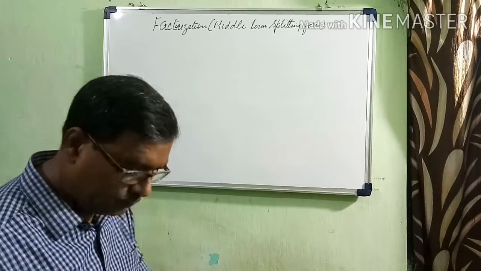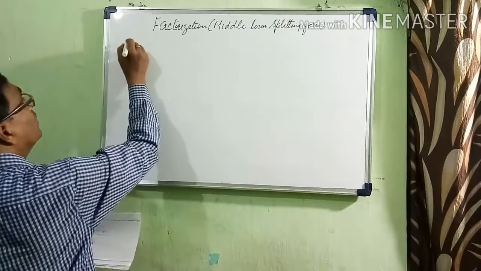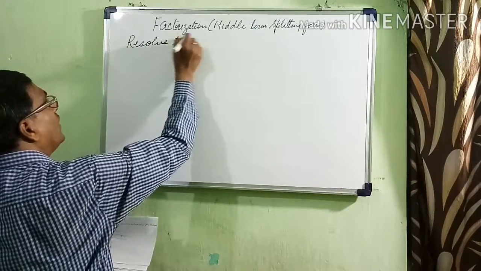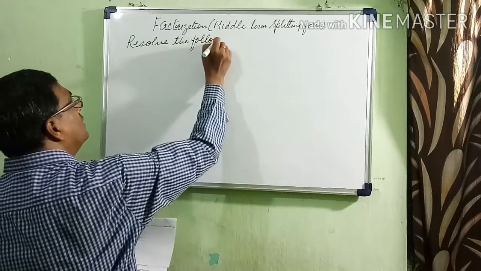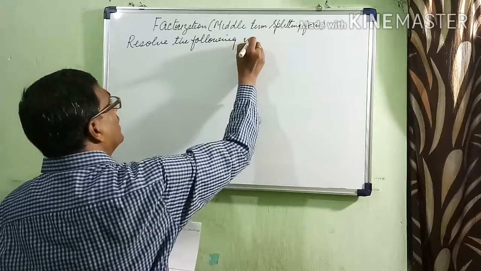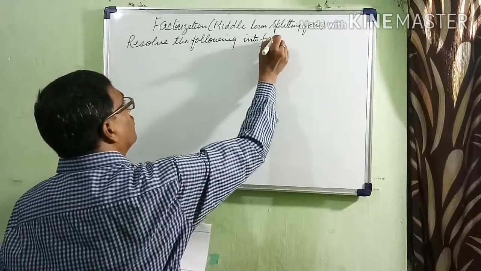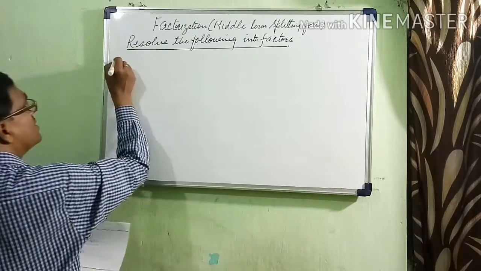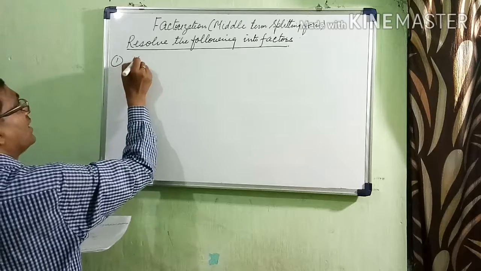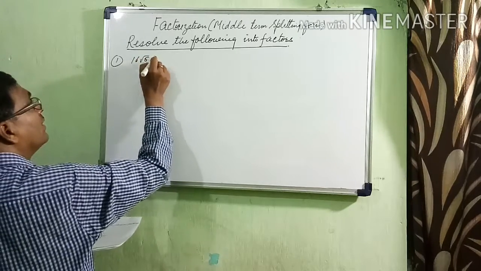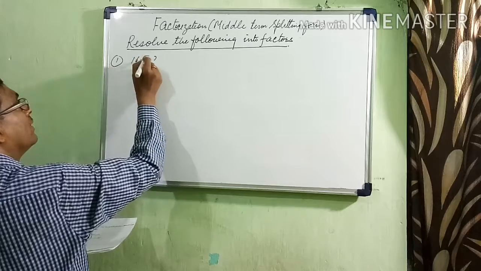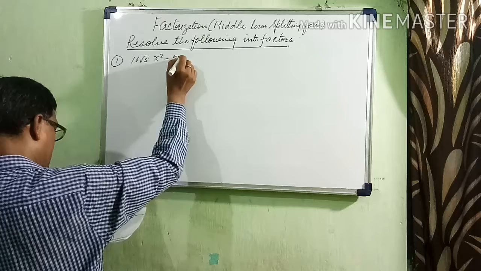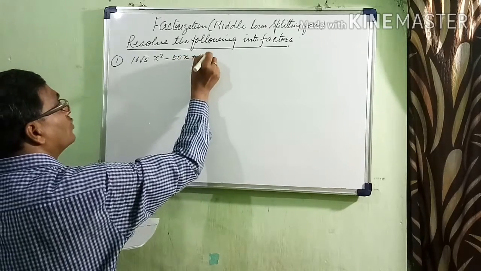Now, resolve the following into factors. First, 16 root 5 x square minus 50 x plus 5 root 5.